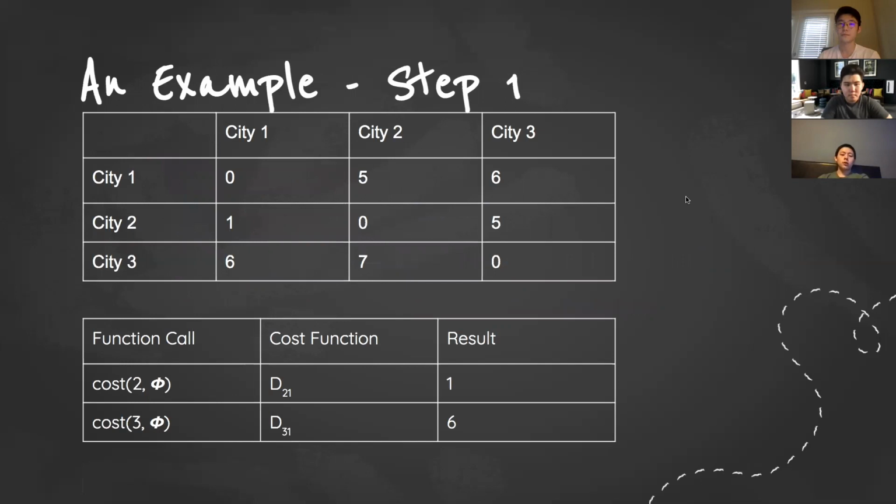So here's a quick example. The matrix at the top is just the distance matrix from before. Like we said before, the first function call will be the cost with the empty subset. So we're starting from city 1. If you're at city 2 or city 3, that means you have to return to city 1. So the first cost function is just the cost to go back to the starting city, which we can find very easily with the lookup table, with the distance matrix.